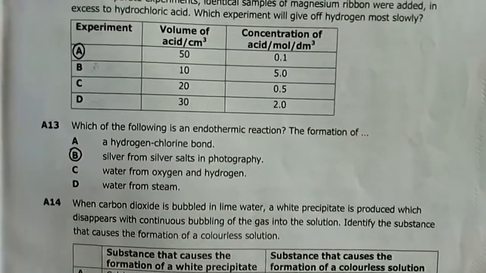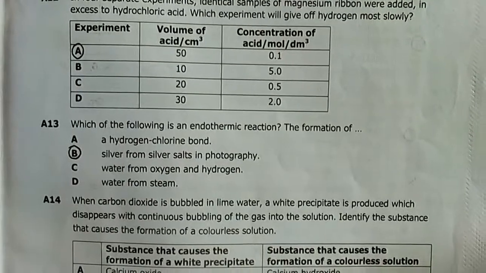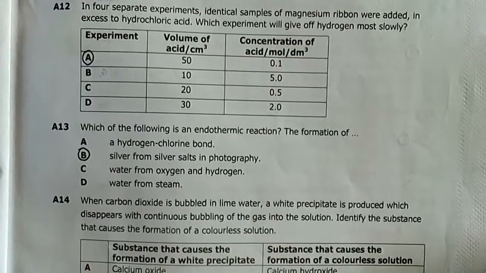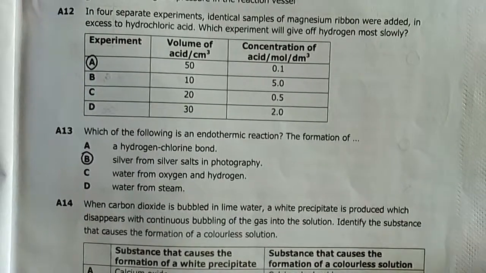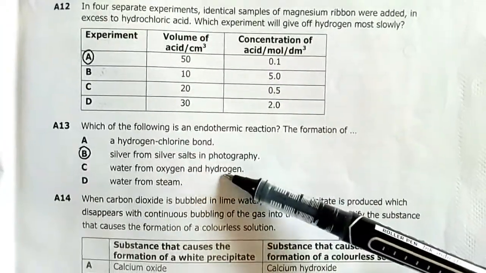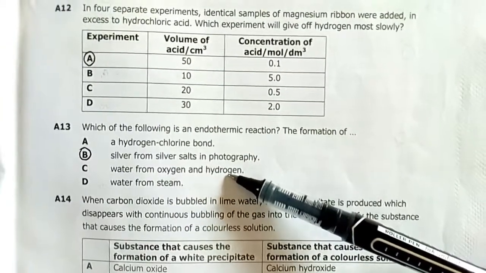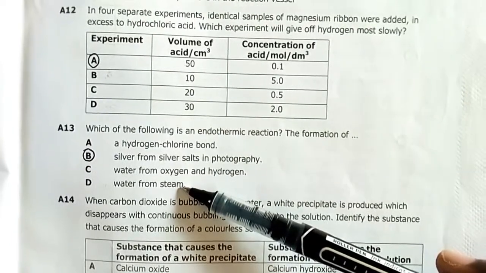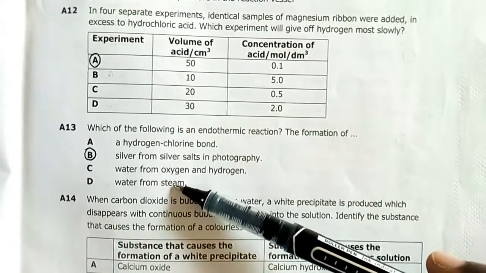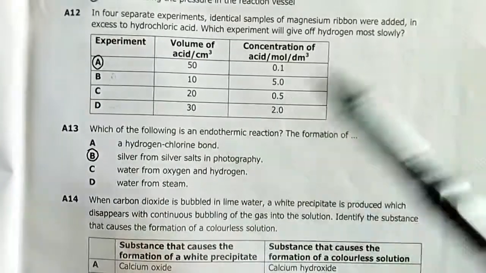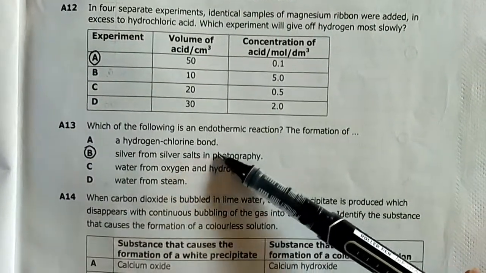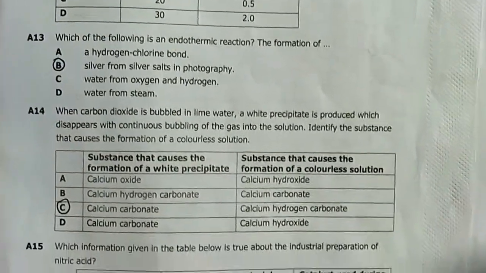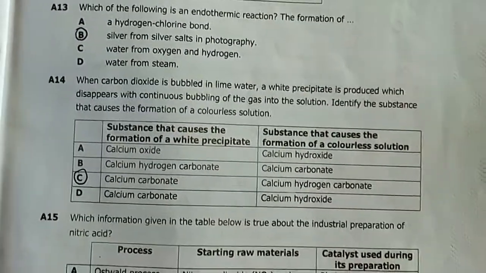Number 13, which of the following is an endothermic reaction? The formation of silver from silver salts in photography. Hydrogen chloride bond formation, endothermic? No, this one is exothermic. Water from oxygen and hydrogen, this one is exothermic. Water from steam, no, this one is also exothermic. If steam forms water, then it's condensing, it's giving out heat. Silver, it takes in energy. Silver salts in photography. My answer there is B. You have to supply energy.